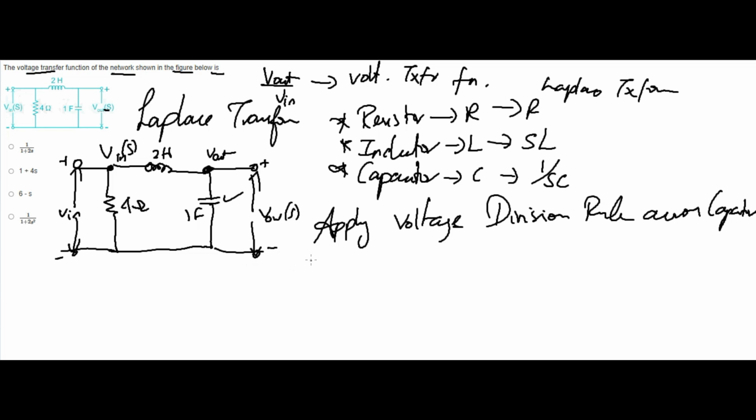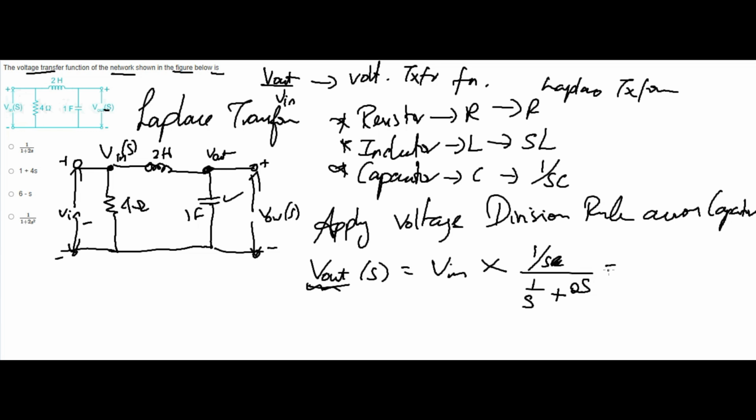There is no constraint anywhere. So here V out: if I use the first V out, what is the voltage available? V in. So V in, multiplied by the capacitor term, 1 divided by SC. Plus what is the neighbor of the capacitor? The inductor. So you have to add the capacitor 1 by S, and also the inductor 2S. Here the C will not come, 1 by S is enough.